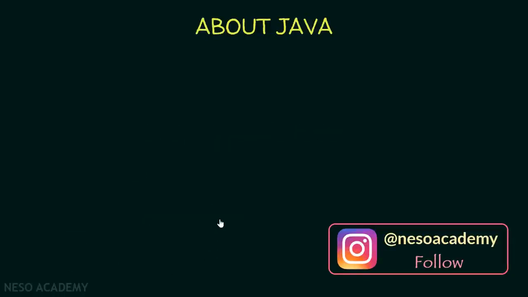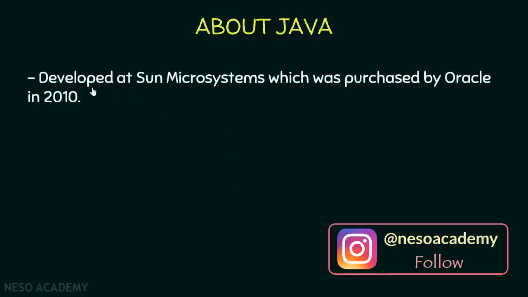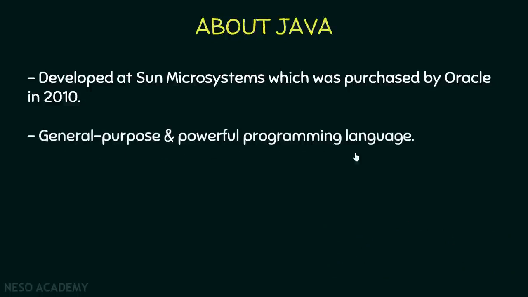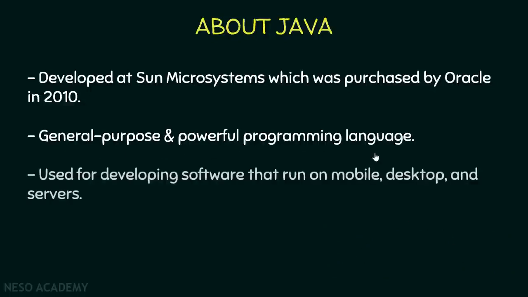Okay? So let's start with the general information about Java. First of all, it was developed at Sun Microsystems, which was purchased by Oracle in 2010. Moreover, it is a general purpose and powerful programming language, as we said. Also, it is used for developing software that run on mobile, desktop, and servers. So we can develop different kinds of programs. And finally, it is machine independent, which is, as we said, very important.